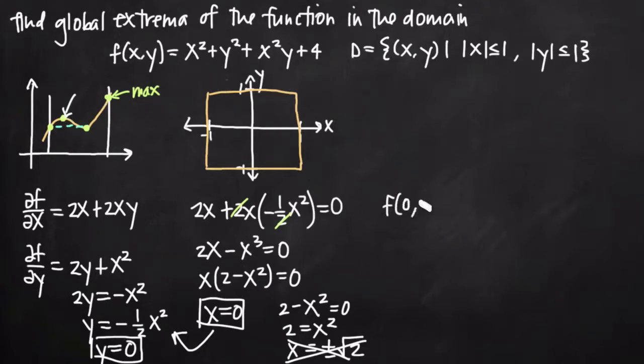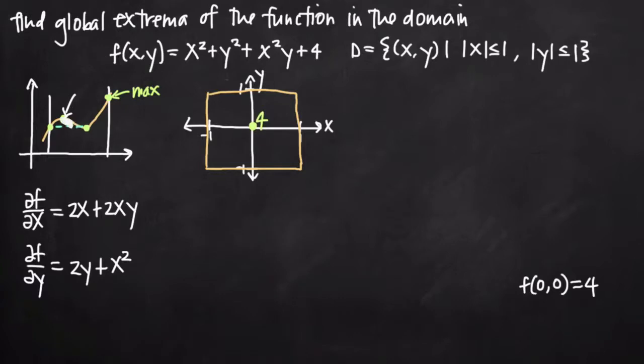So f of 0, 0, my x squared term will go away because it's 0, my y squared term will be 0, my x squared times y term will be 0, and I'll just be left with 4. So f of 0, 0 is going to be 4. Let's go ahead and put that down here. F of 0, 0 will be 4. And I can go ahead and draw a picture of that inside of my domain here. I'll graph my point 0, 0, and I'll say that the value there is 4.